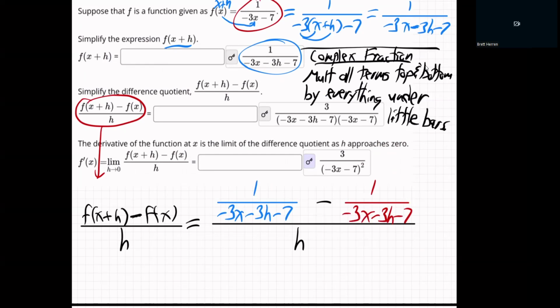So in other words, I've got to multiply by minus 3x minus 3h minus 7 and... Wait a minute. I'm sorry, guys. I'm just messing this up, aren't I? Why did I do that here? This is wrong, isn't it? Let's fix that and then we'll go forward. Sorry, I'm just spacey today. Minus 3x minus 7. There we go.